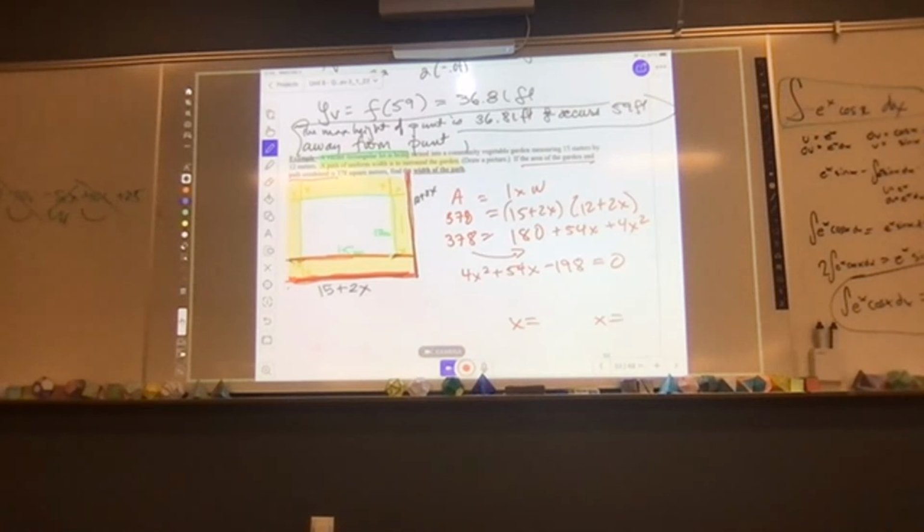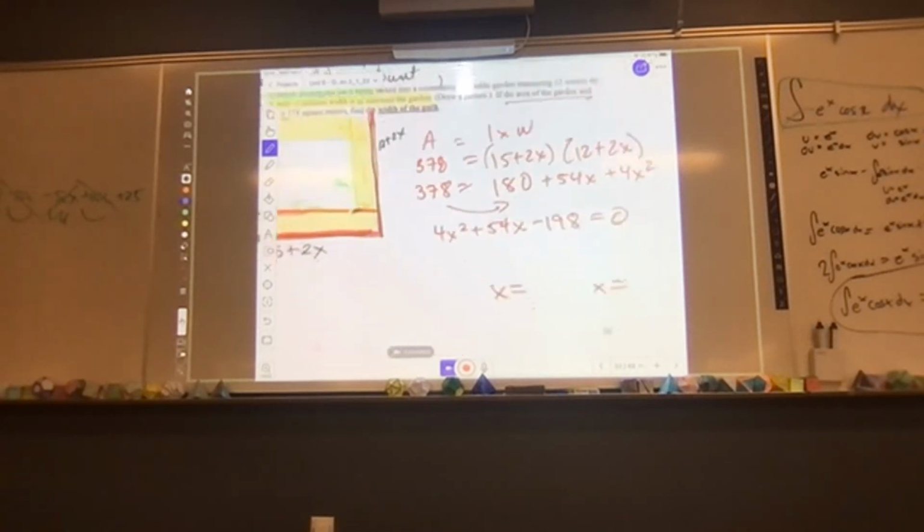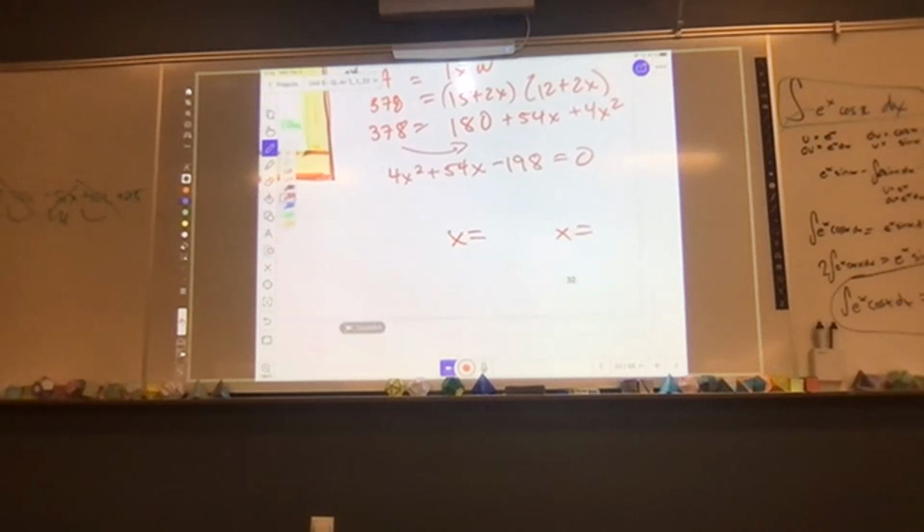How would you do this one? Me personally? Or am I missing something? Yeah, how would you do it? I would factor out a greatest common factor. So I would take out 2, giving me 2x squared plus 27x minus 99 equals 0, and you could either use the quadratic formula or split the middle. I would split the middle because I can do it.